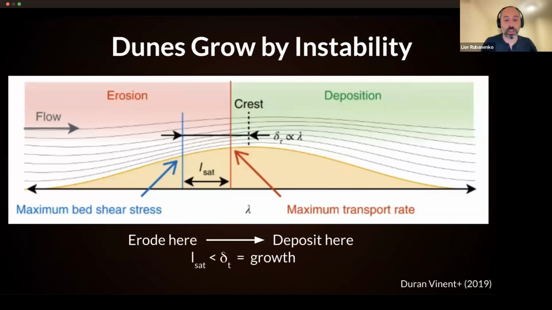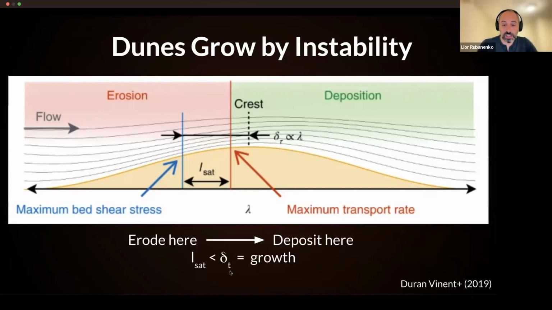What do I mean by that? So we said before that there's the saturation length that separates the maximum bed shear stress in this blue line and the maximum transport rate. So the transport rate is separated because it takes time for the wind to pick up those grains, right? So it's separated by the saturation length. And then we can also define another distance, which is the distance between the maximum bed shear stress and the crest of the dune, the peak of the dune here. Call this distance, in this case, delta T. At least Rand and Vinent in 2019 called it delta T.